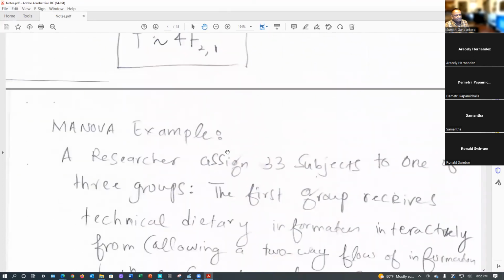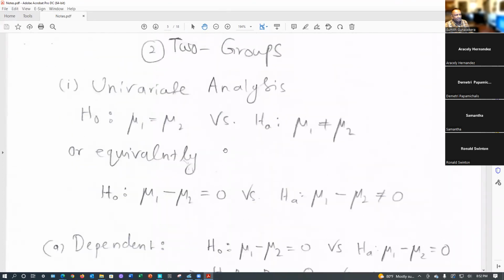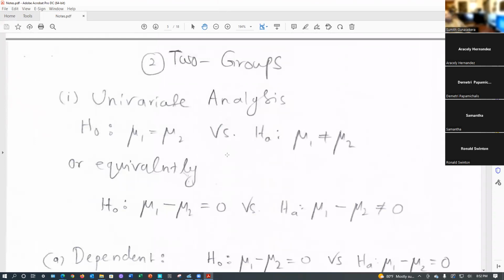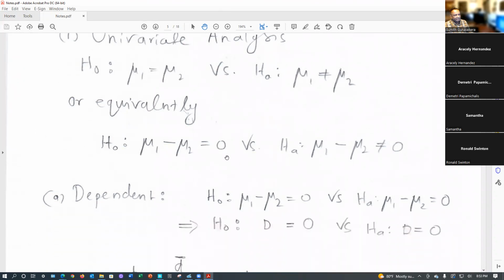Here, then we get this one. We're going to come to this here. Then we're going to get into the two groups. Look at the two groups. Earlier we were talking about the one group, univariate case, multivariate case. Now look at the univariate, two groups. See, mu1 equals mu2. They are not vectors, just two variables. So two groups. So equivalently, you can write it this way.